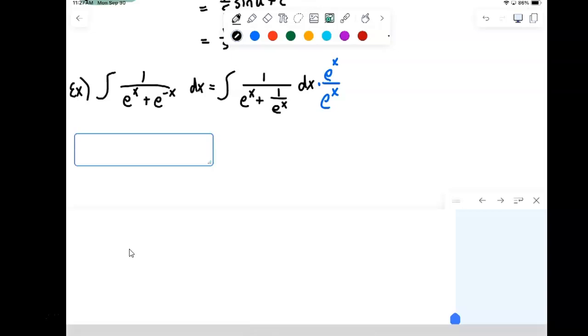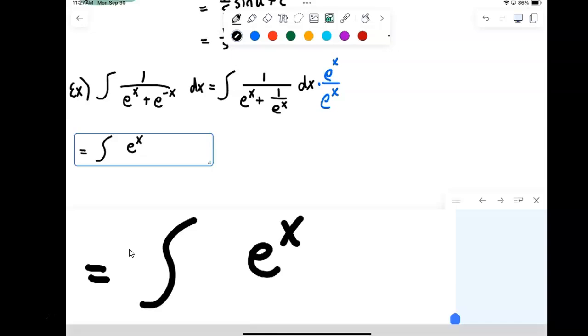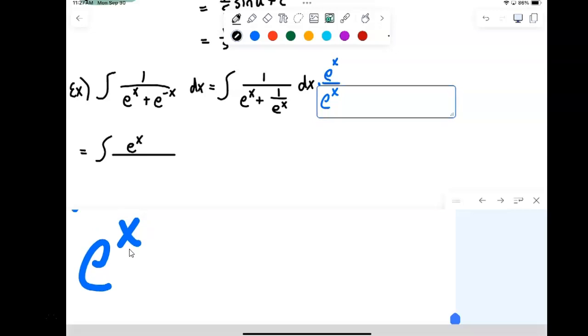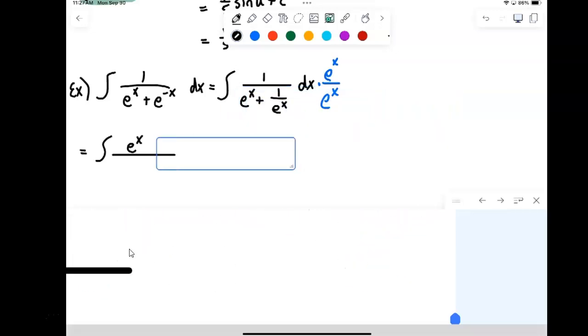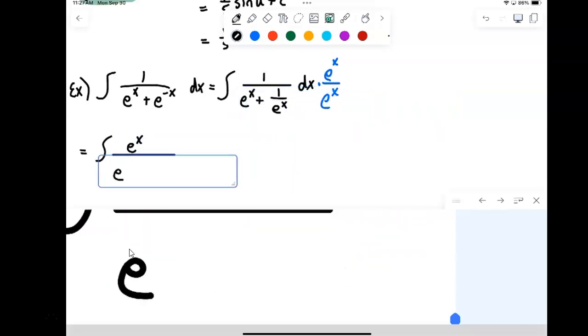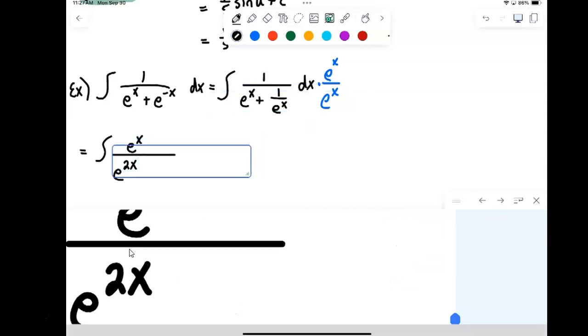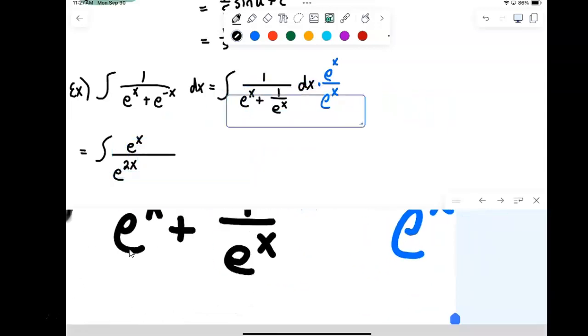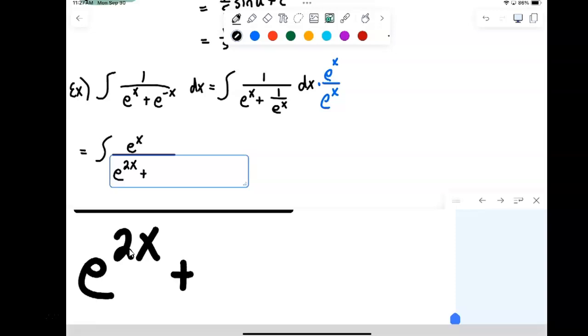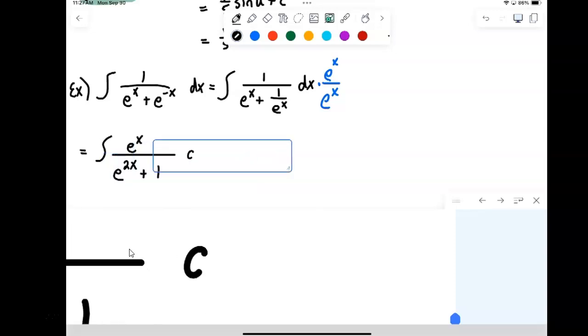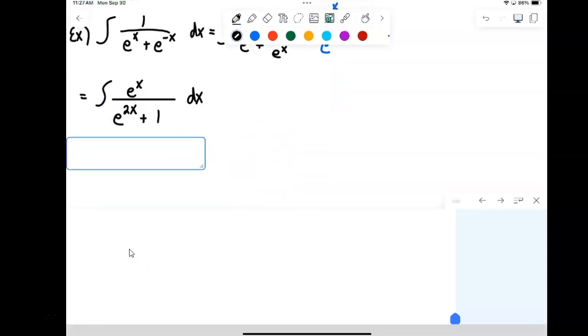So multiplying through by e to the x on the top, I'll just have integral of e to the x. And then in the bottom, when I multiply by e to the x, I'm going to have e to the x times e to the x, which will be e to the, careful here, 2x, not e to the x squared. Remember, when you multiply, you add exponents. And then e to the x times 1 over e to the x, they cancel out. Okay. So now I have something that's a little bit easier to work with, at least can make some progress.